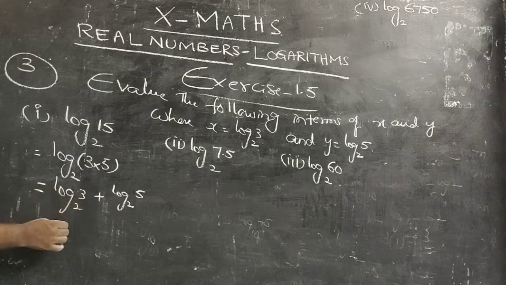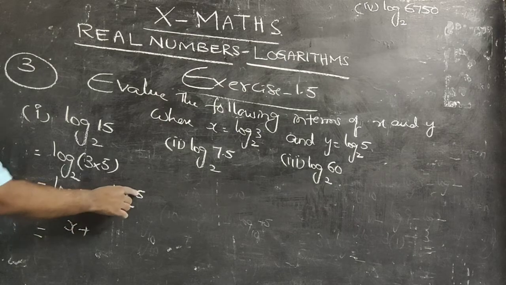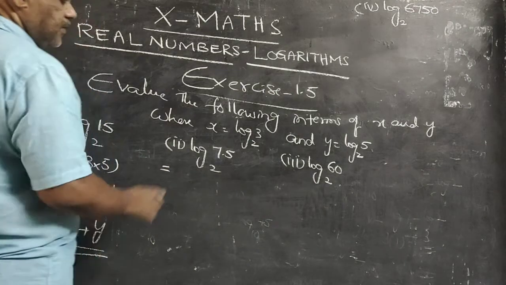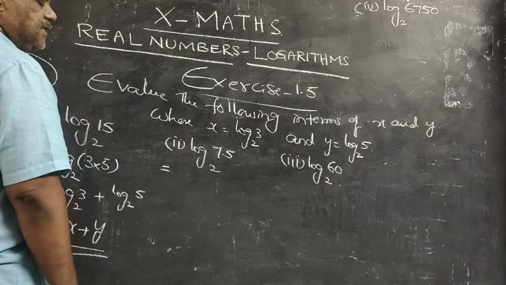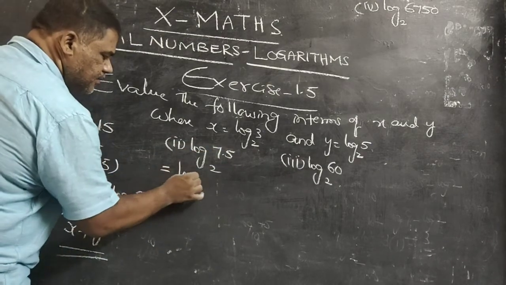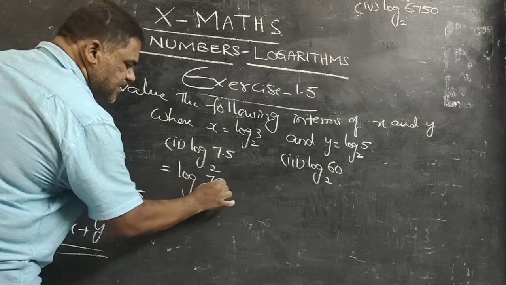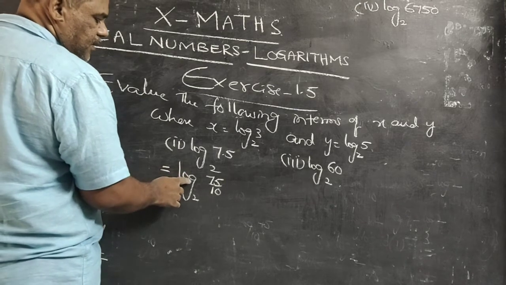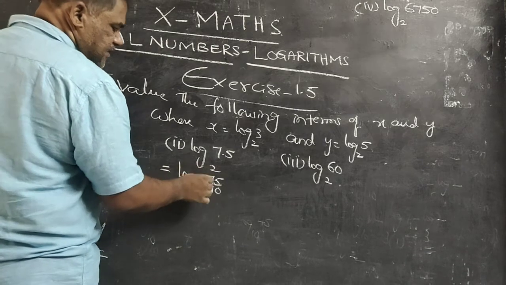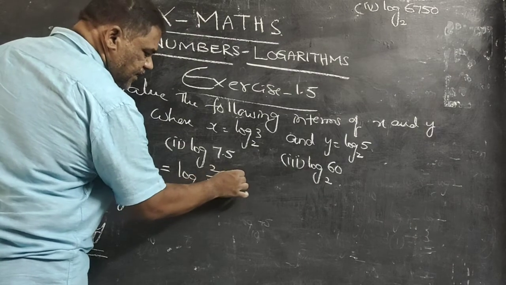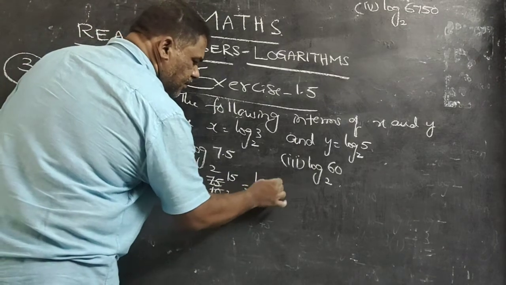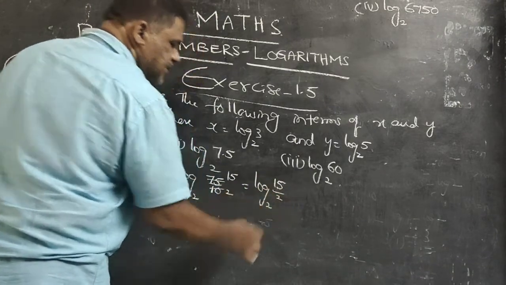Now log 3 base 2 is given as x. Log 5 base 2 is given as y. So the answer in terms of x and y is x plus y. Now log 7.5 base 2. 7.5 means it is 75 by 10. First let us cancel it. 5 15s are 75, 5 2s are 10. Now the given problem will become log 15 by 2, base 2.